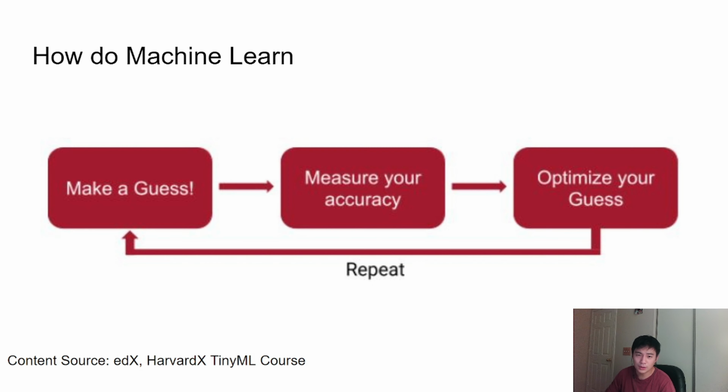The way the machine learns is really these three fundamental parts. It makes a guess, and then it compares its guess with the actual answer and sees how far off it was. Based on how far off it was, it's going to optimize its guess and just repeat the cycle so it can make better guesses in the future. That was a lot of me saying guess.